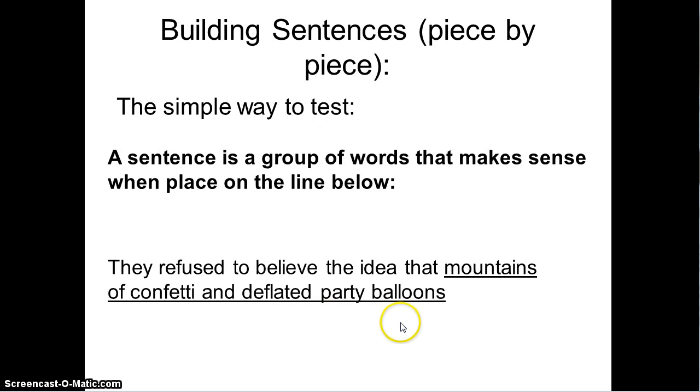Or what we may have is a phrase. They refuse to believe the idea that mountains of confetti and deflated party balloons. Here we just have nouns. These nouns aren't doing anything. There's no verb or there's no predicate. So this test is a way to expose what a group of words is, a phrase or a clause, and it's also a test that exposes if it is a clause, if it's an independent clause, it sounds complete, or if it's a dependent clause, it sounds incomplete.